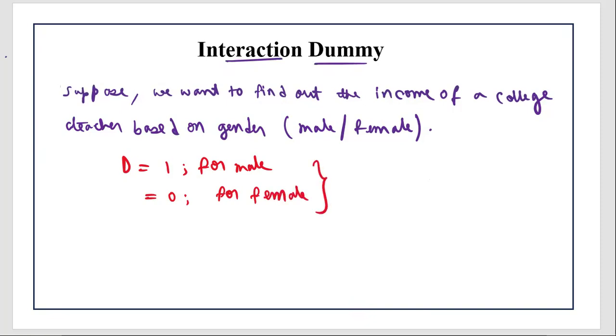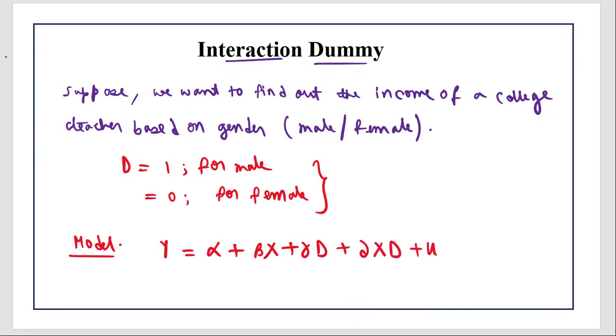Now suppose we change the structure of our model. Suppose we take the model as this now. Model is y_i equals alpha plus beta x plus gamma, the dummy variable, and then you have another term delta into x into d, plus v. Suppose this is the new model. Now this is an interesting sort of model. We have not worked with this kind of model before. So try to understand this.